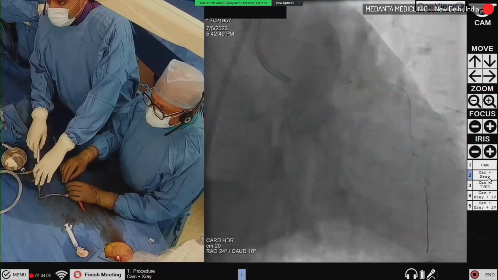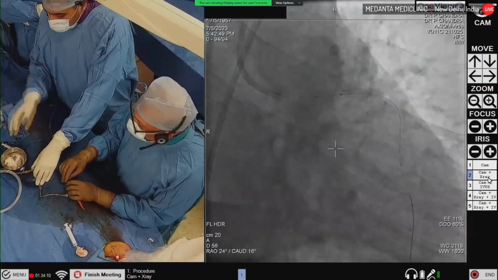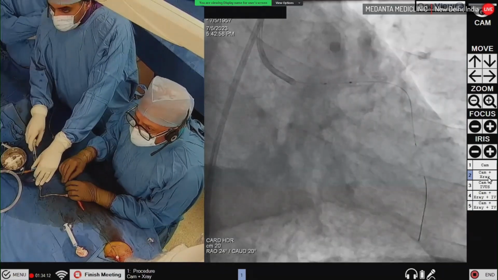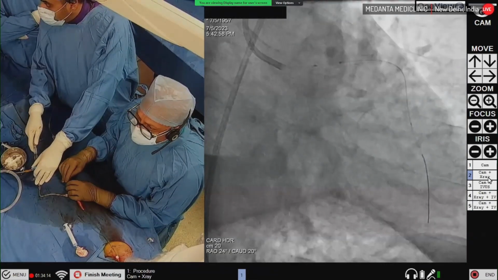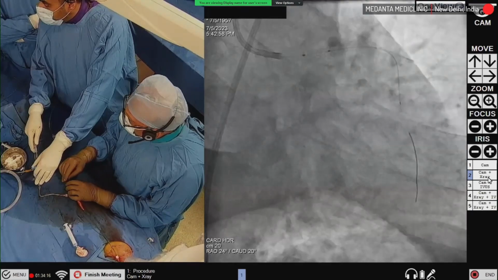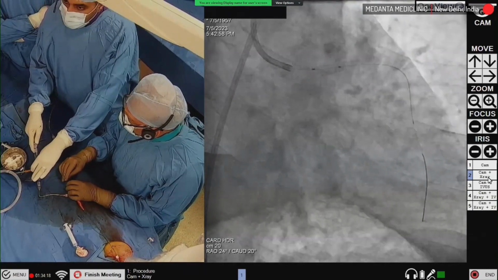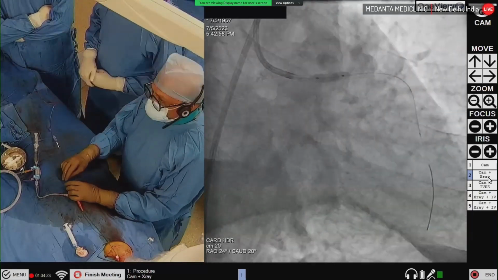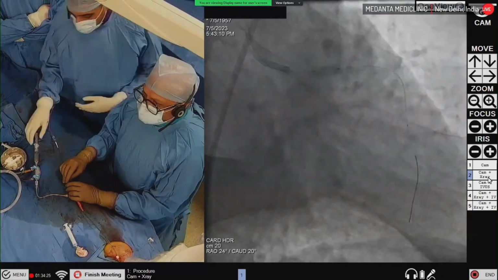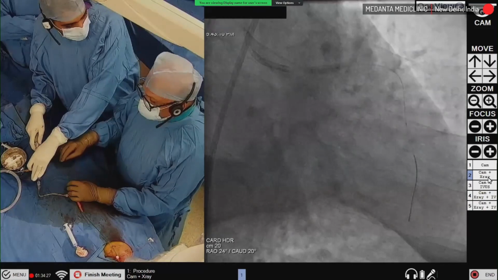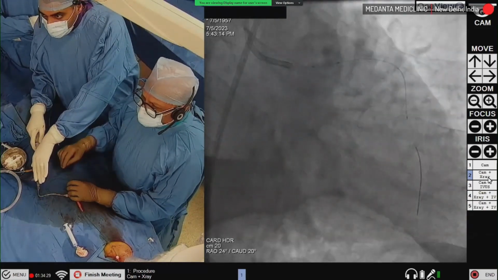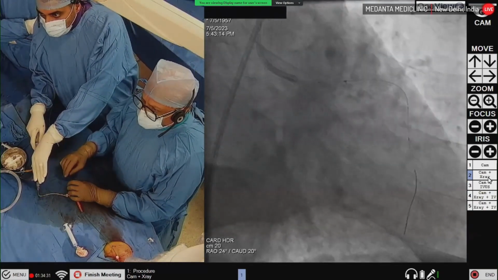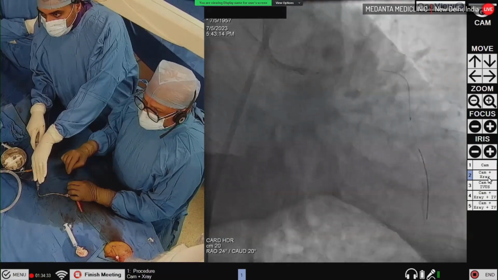Center. So we'll do a stent boost here. Okay. Now we are okay. Go up. 1, 2, 3, 4, 5, 6, 7, 8, 9, 10, 12, 14, 16. Deflate. So I think we are almost done over here, and we'll take this out.